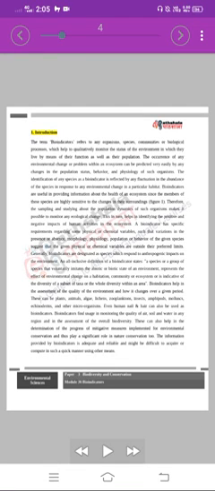1. Introduction. The term bioindicators refers to any organisms, species, communities or biological processes which help to qualitatively monitor the status of the environment in which they live by means of their function as well as their population. The occurrence of any environmental change or problem within an ecosystem can be predicted very easily by any changes in the population status, behavior, and physiology of such organisms.